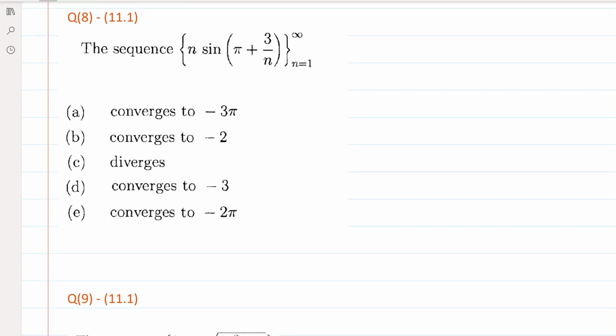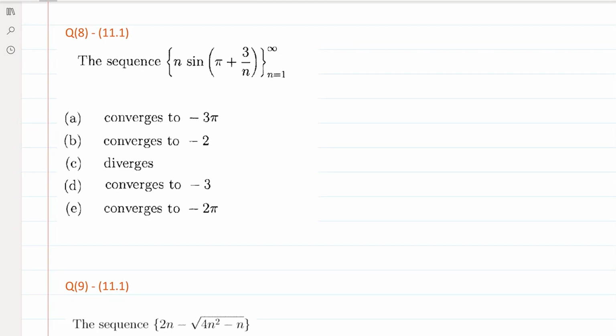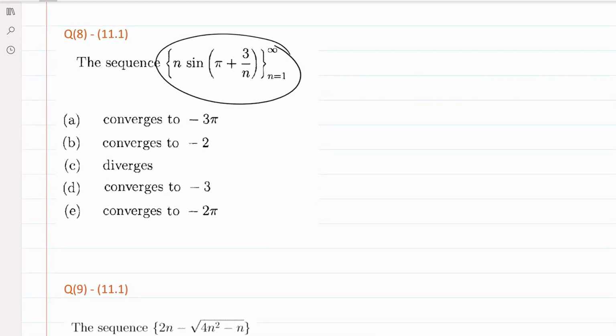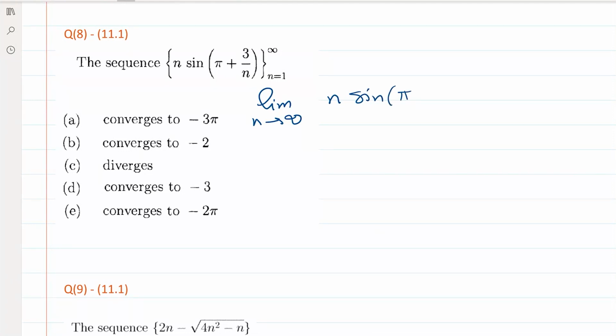But for series in general, starting from 11.2 until the end of this chapter, there are many tests. So for this sequence, does it converge to minus pi over 3, to minus 2, diverge to minus 3, or 2? Which one of the choices works here? As I said, the only test for sequences is to take the limit as n goes to infinity. So I will take the limit as n goes to infinity of n sine of pi plus 3 over n, and we will see what we have.